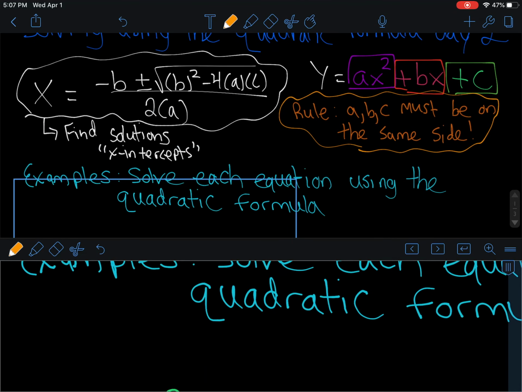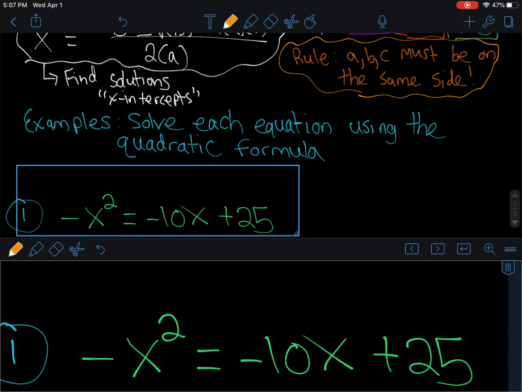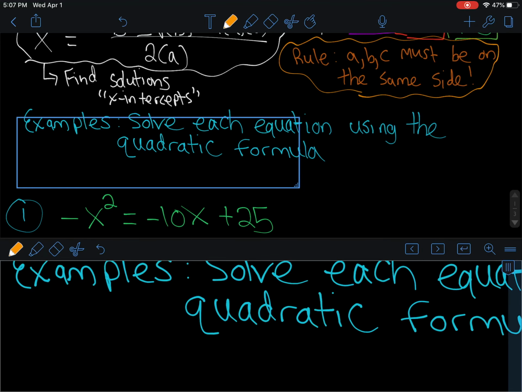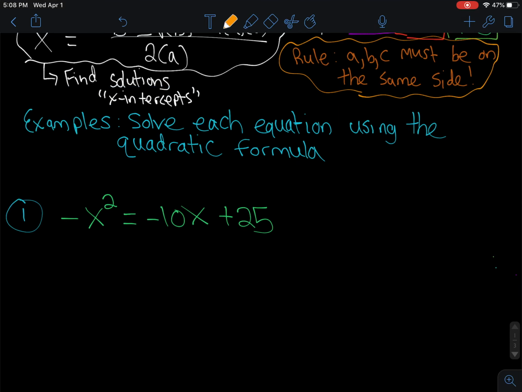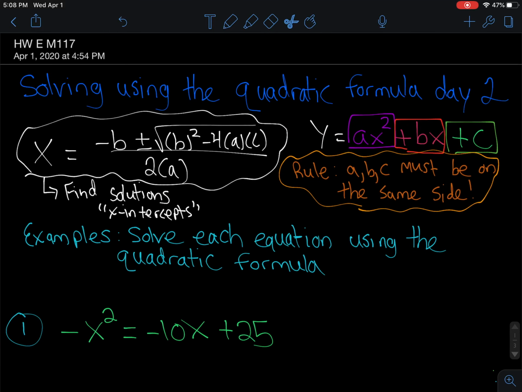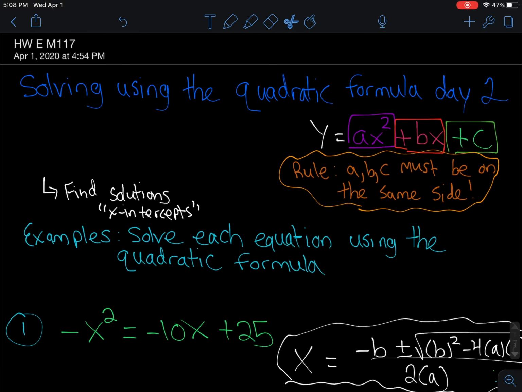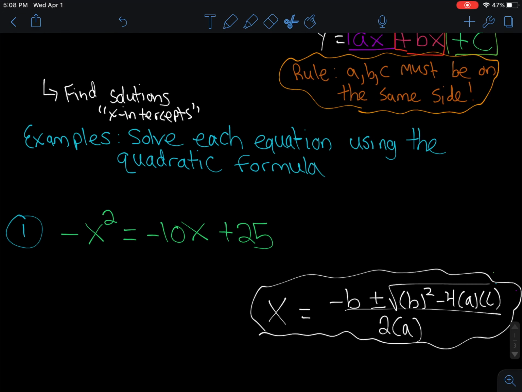On today's homework, you're going to do a few problems, and this is how they're going to look. They're a little bit different than yesterday, but you're doing the same thing. You're solving each equation using the quadratic formula. What I'm going to do is cut this and move it down here so I can use it for these questions. All right, so here you go.